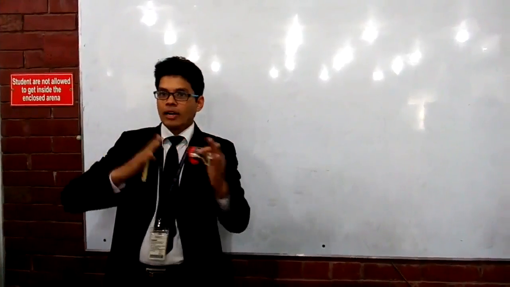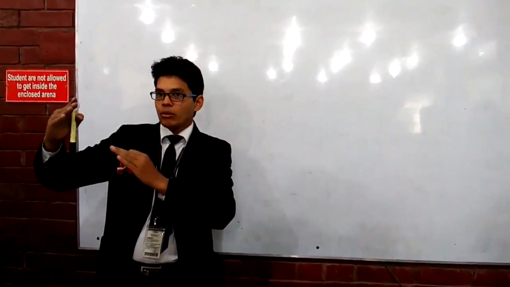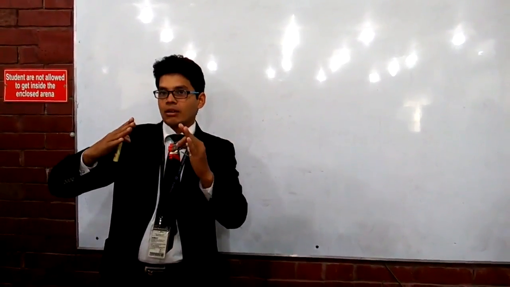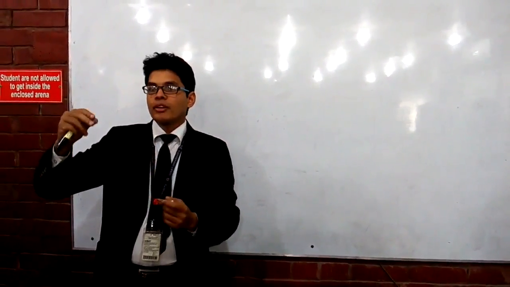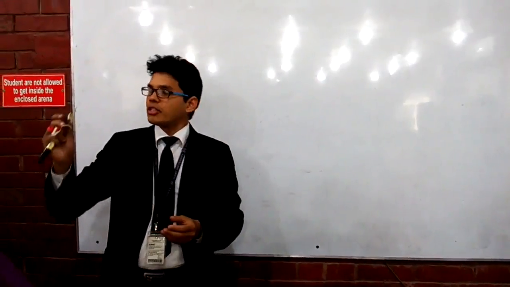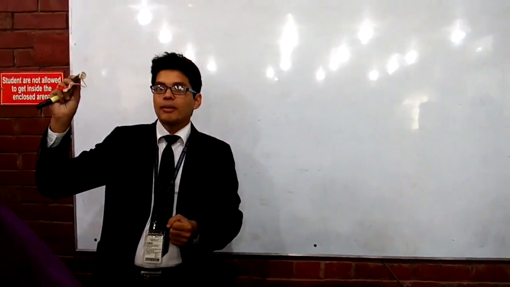I mean, high, low, high, low. Once it is switched off, it is low. Once it is switched on, it is high. Right, so there is an amplification process as well. So your computer is made up basically of all these PN junctions of semiconductor.